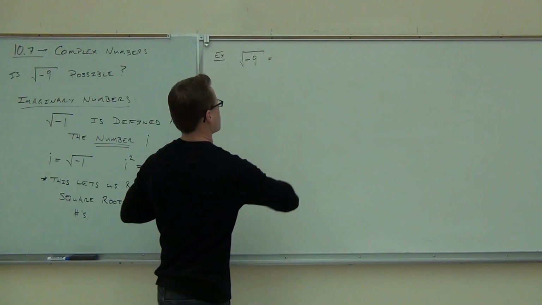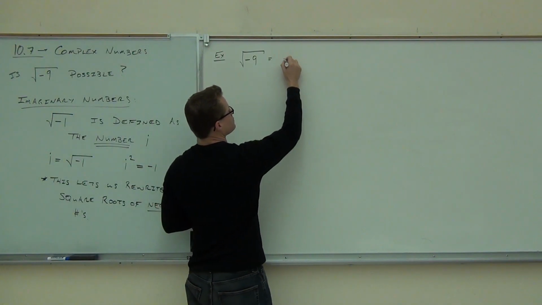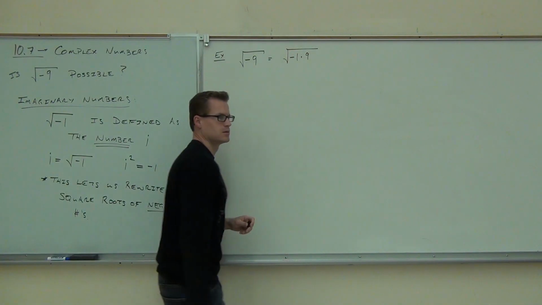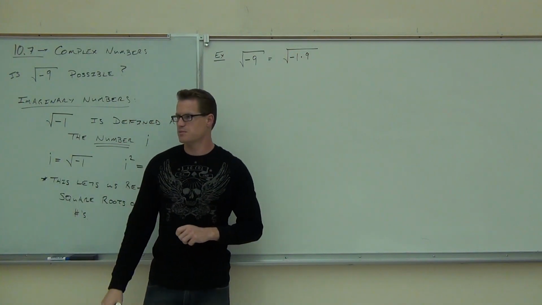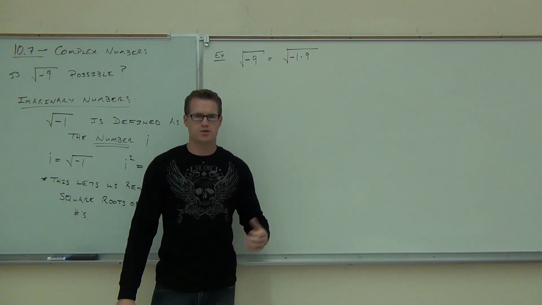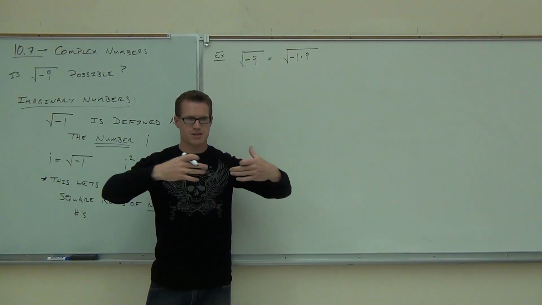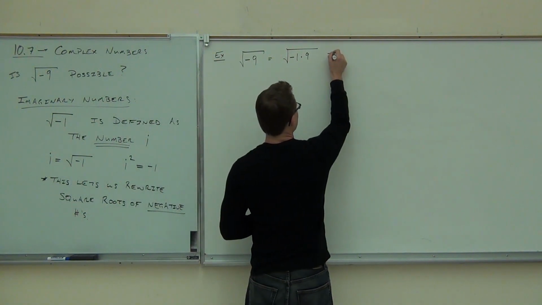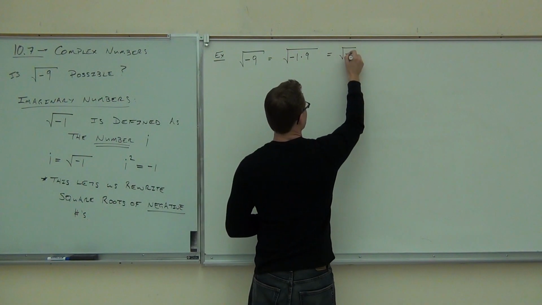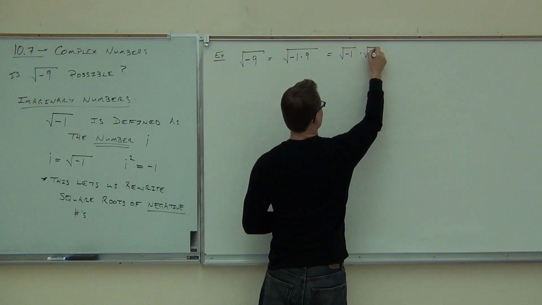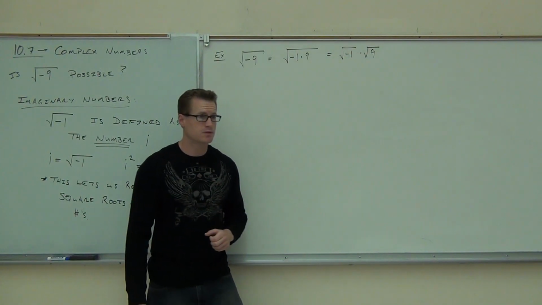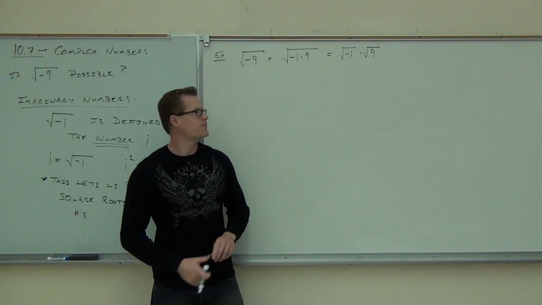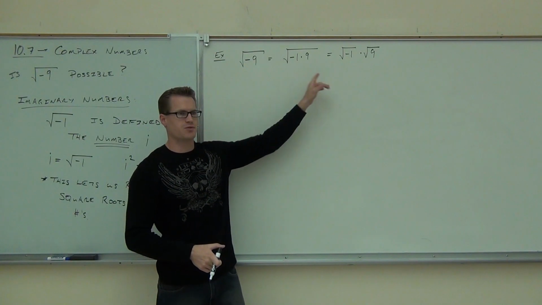Watch what I'm going to do on this problem. Do you agree with me that the square root of -9 is the same thing as the square root of -1 times 9? True statement? Absolutely mathematically true. Now, according to the product rule, we should be able to separate those things, true? Remember, we've done this before, right?